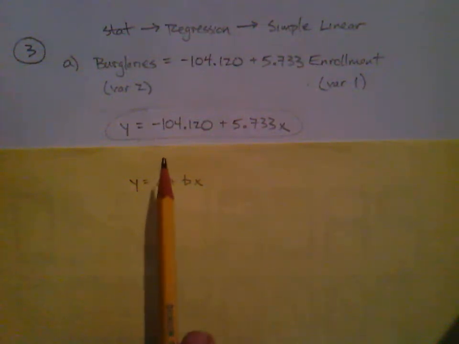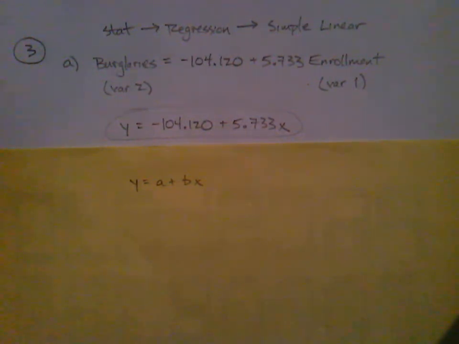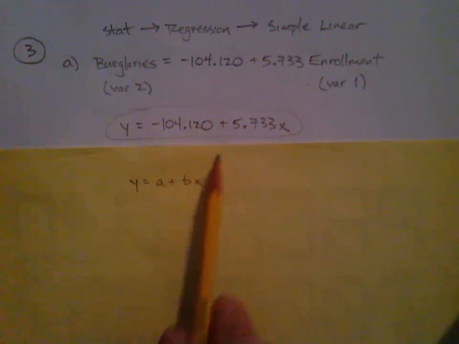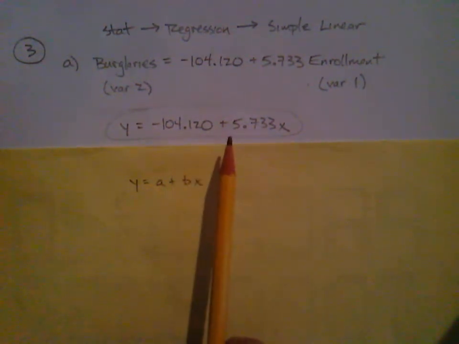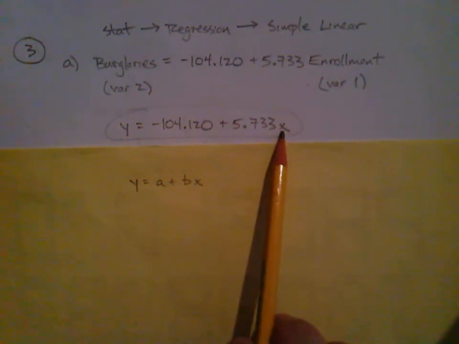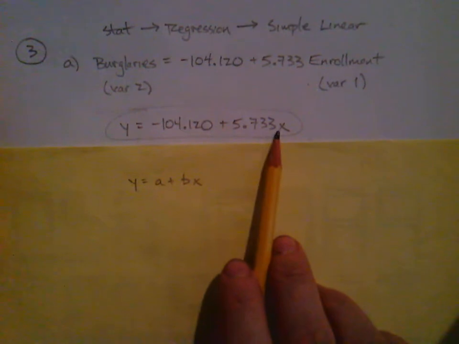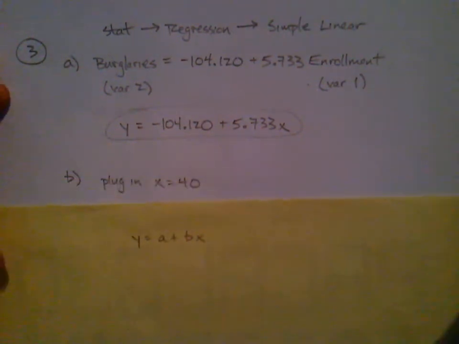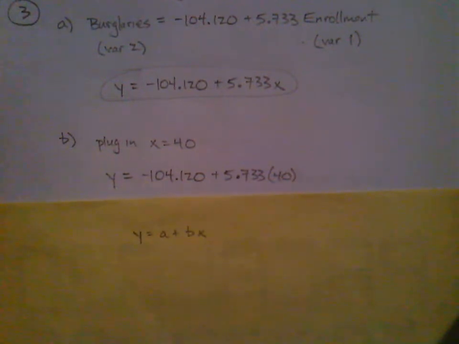We can take the linear regression equation we got from our data, and we'll just see, okay, if there's 40,000 students, what would this equation predict for how many burglaries they would get? Well, the 40,000 students, right, remember, that's the enrollment, that's the X value. The burglaries is the Y. So we can plug in a value for X. And if it's in thousands, then we'll just plug in X equals 40.